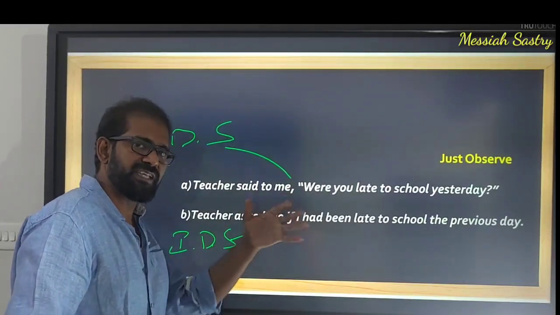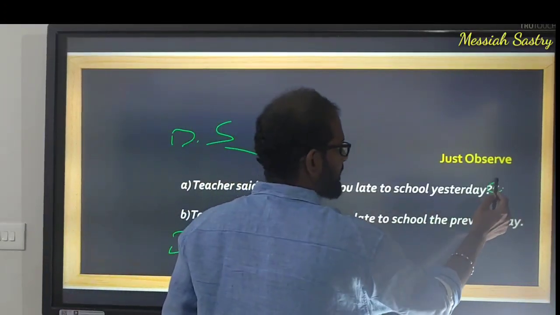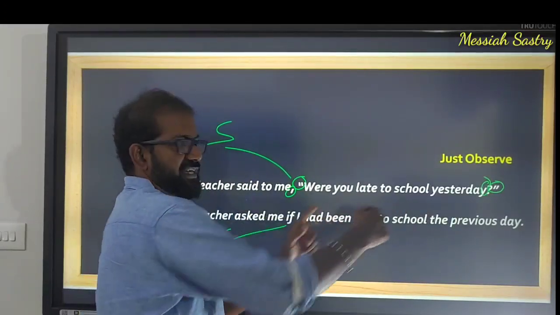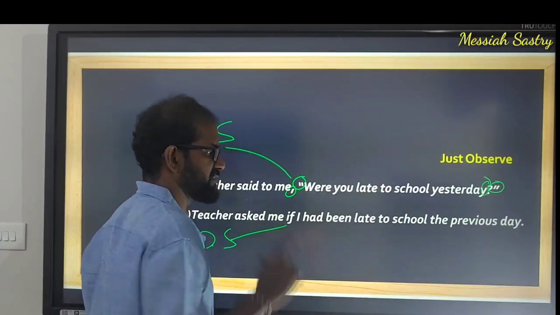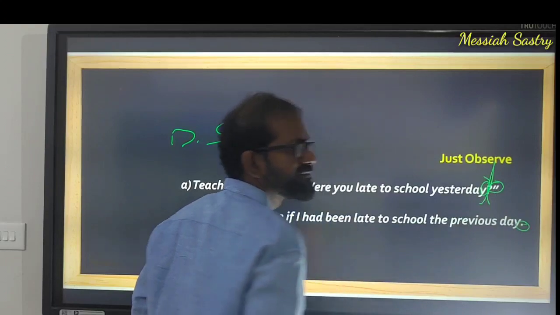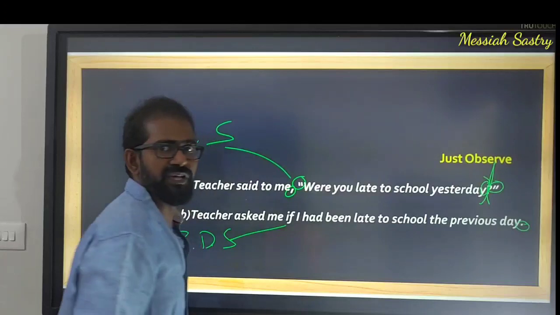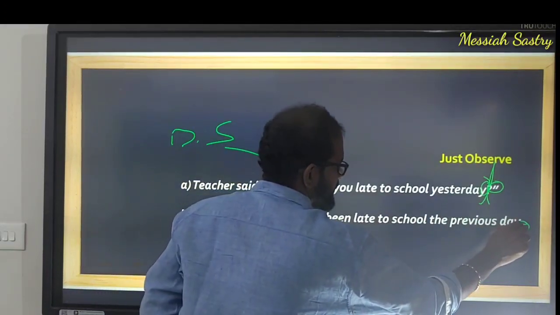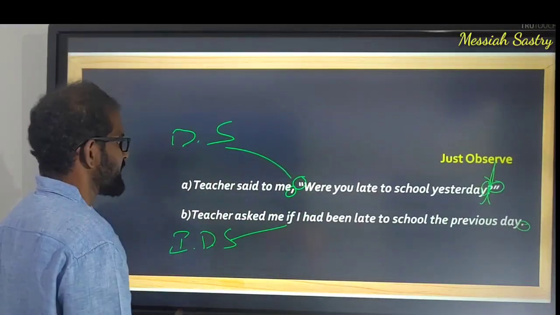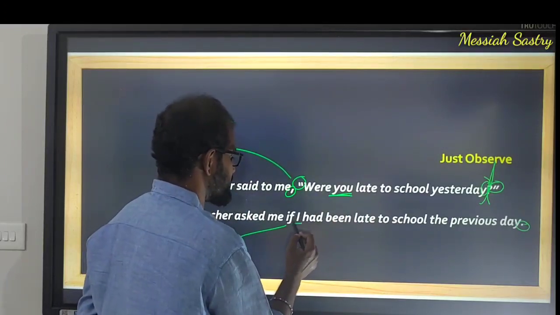Again, let us observe the changes from direct to indirect. Punctuations: here there is a question mark, but in the indirect speech there is no other punctuation except the full stop. So we even removed the question mark. We removed all the punctuations and kept only one punctuation, the full stop. And the next, pronoun: "you" changed to "I."